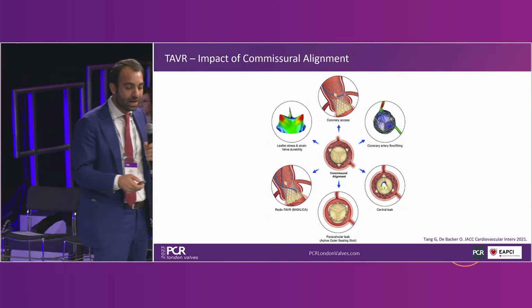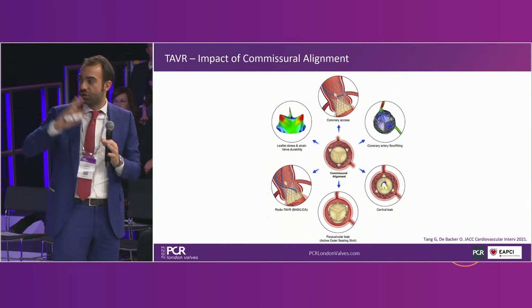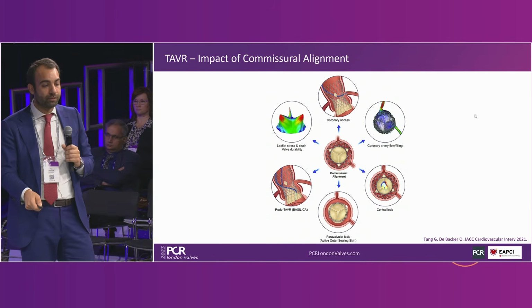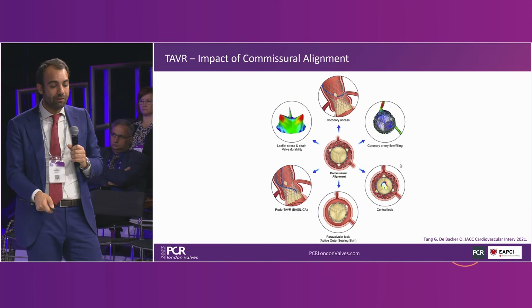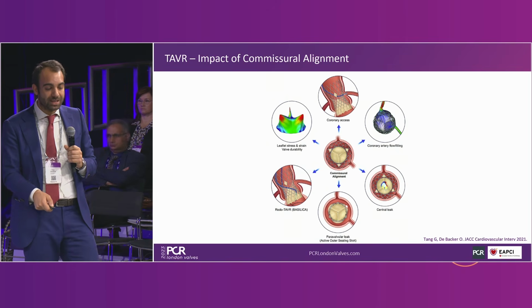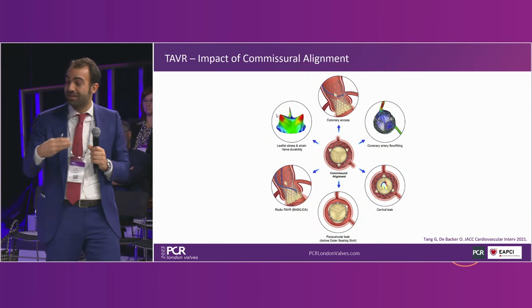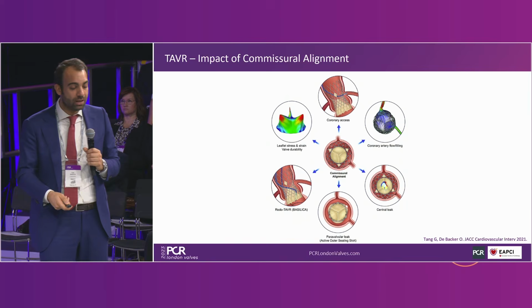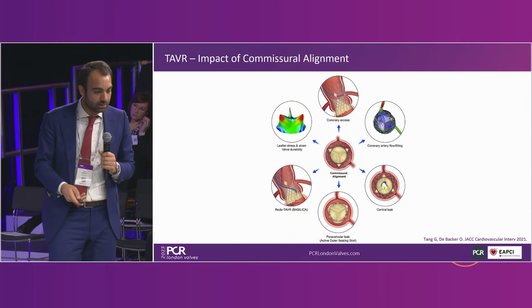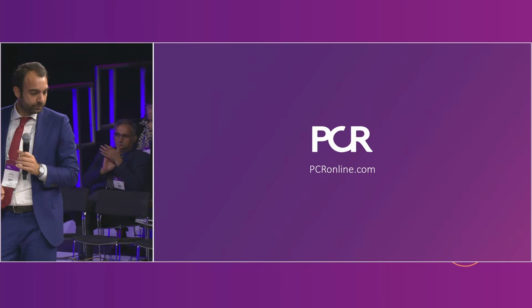So if I look at the importance of commissural alignment, just to summarize it, you have better coronary filling, you have less leak, less PVL, it's easier to do a redo TAVR, you have less stress on the leaflet and less risk of HALT, and you have easier coronary access. Thank you. Thank you, Freddy.